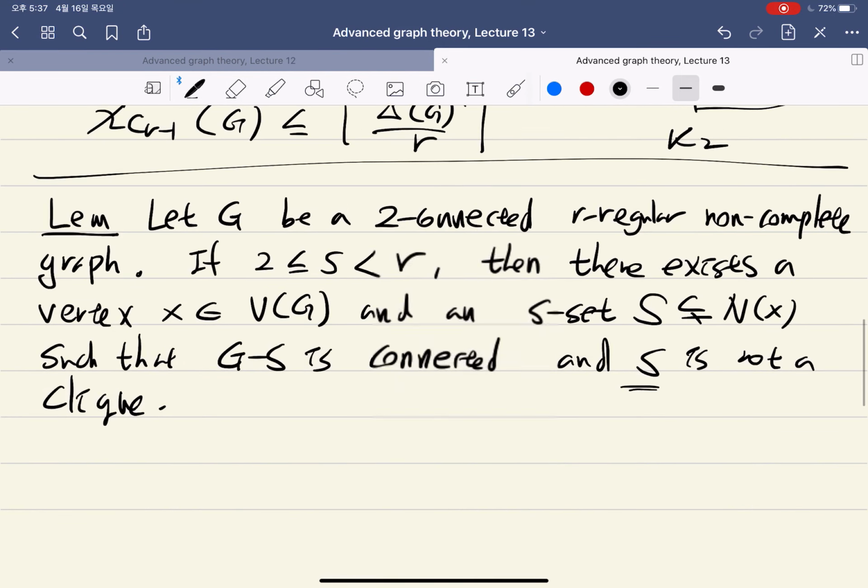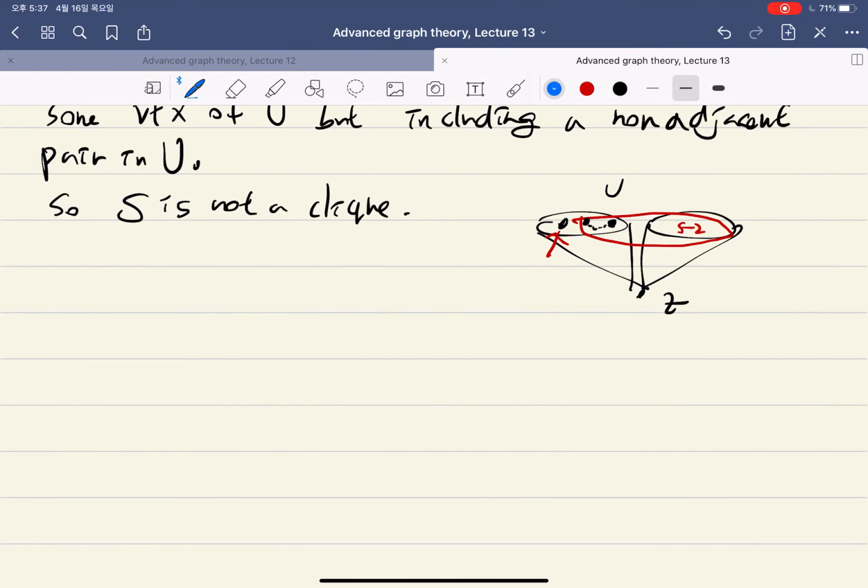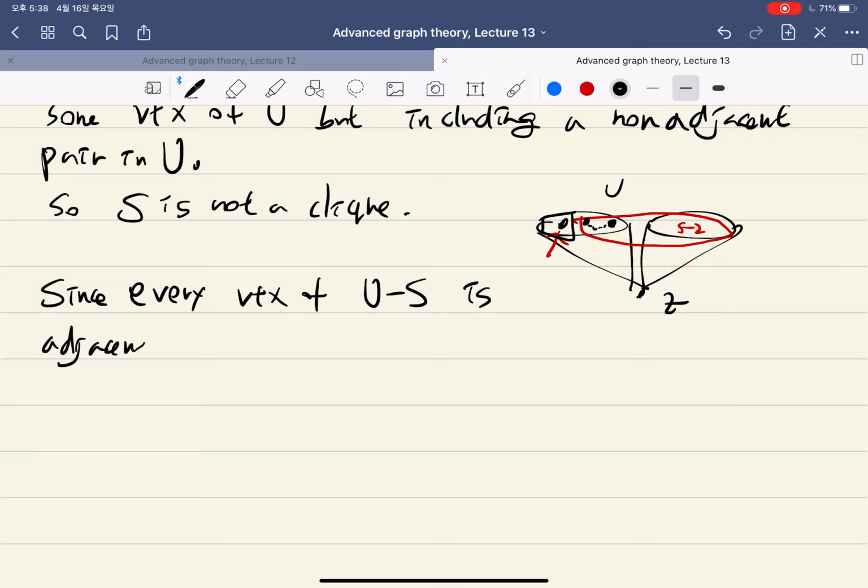And what do we have to show? S is not a clique, and G minus S is connected. So we have to show that G minus S is connected. But we know, since every vertex of U minus X, so the remaining vertex here, is adjacent to some vertex of T and all of W, so G minus S is connected.